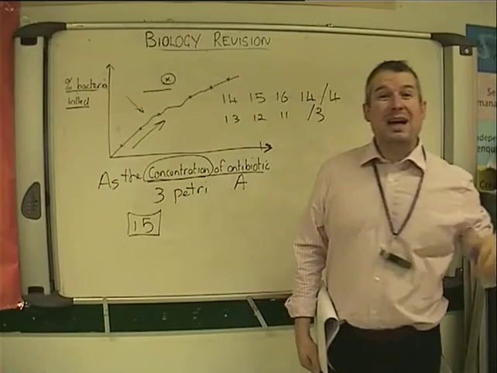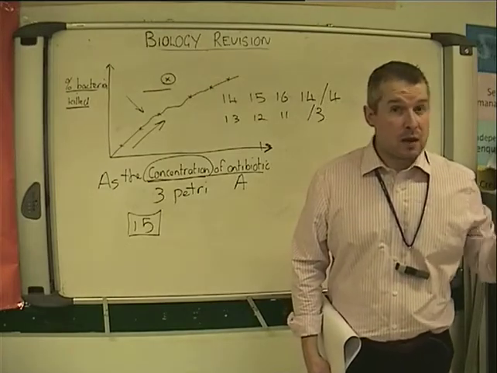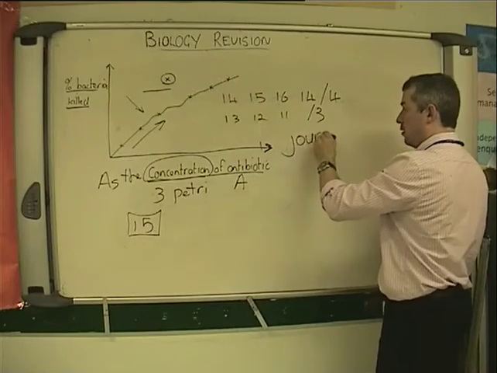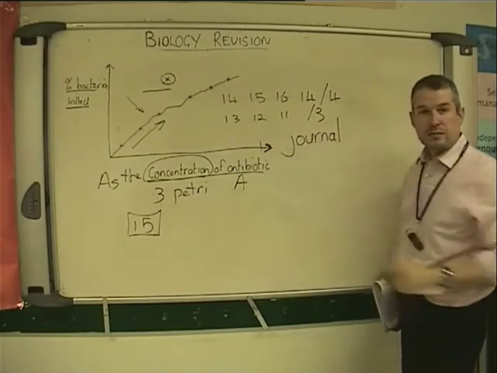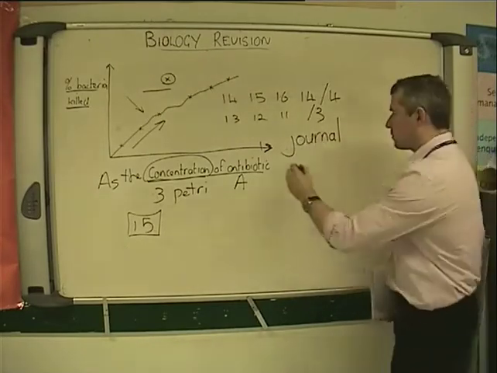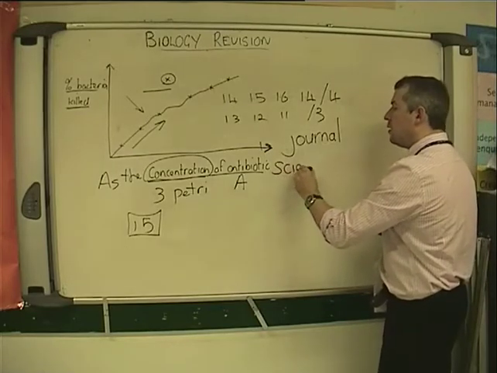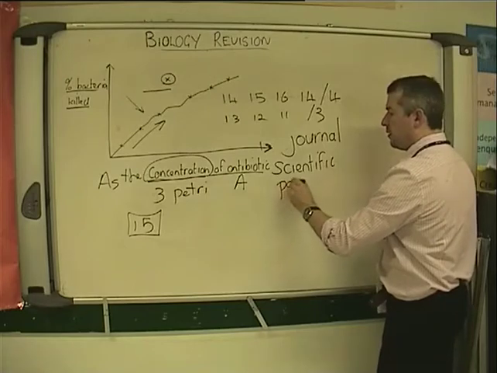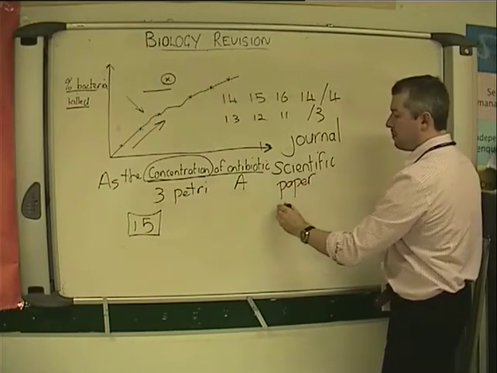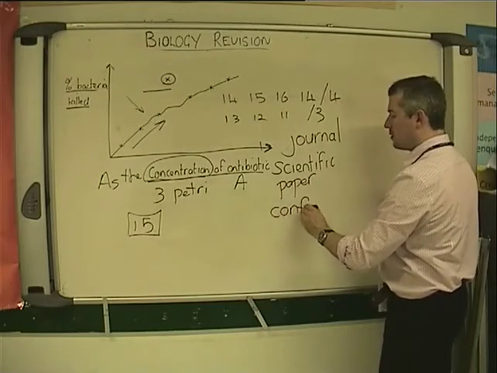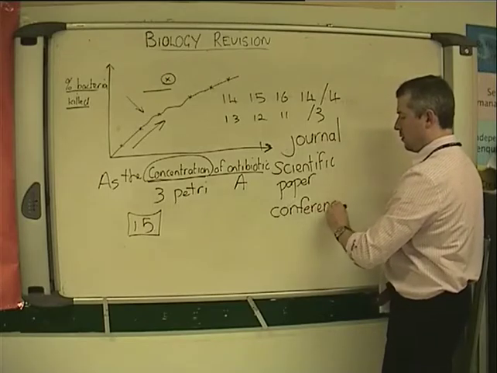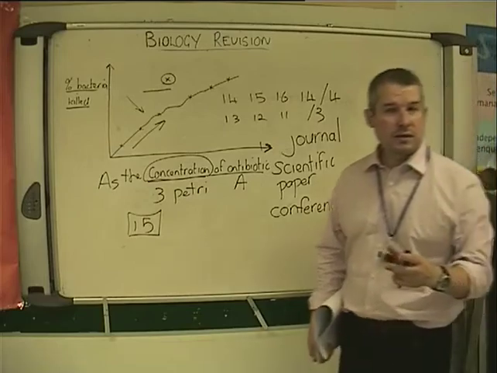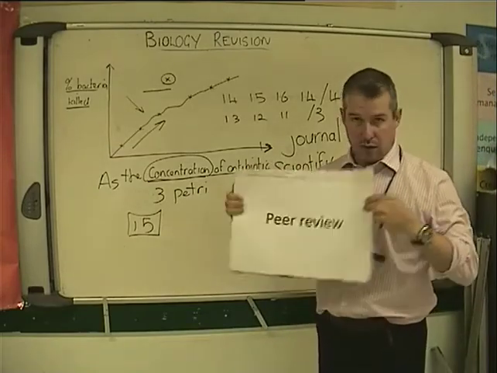being checked by other scientists. Now the best way to peer review is by publishing the results in a journal or in a scientific paper, or sometimes they publish their findings at a scientific conference. So that is peer review.